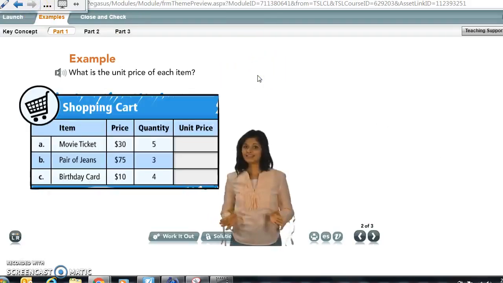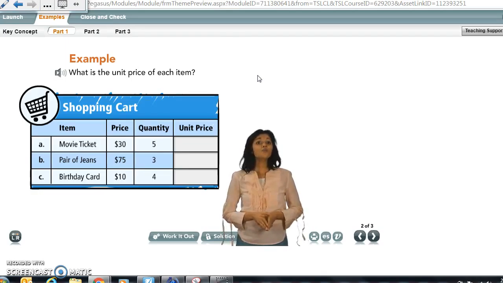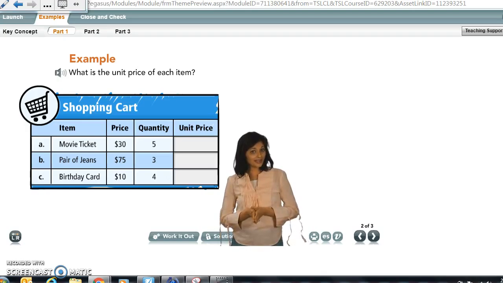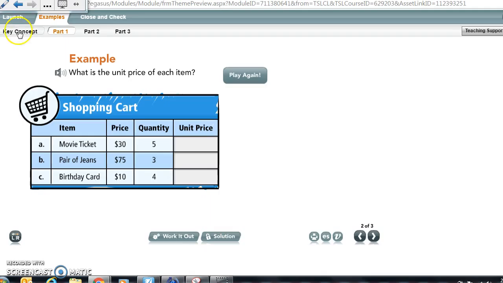A unit price is the same as a unit rate, but one quantity is always in terms of dollars and cents. That means unit prices are just a special type of unit rate. Since I know how to find unit rates, I know how to find unit prices. So here what we need to do is remember that we have cost on the top and items on the bottom. So we're going to go through.